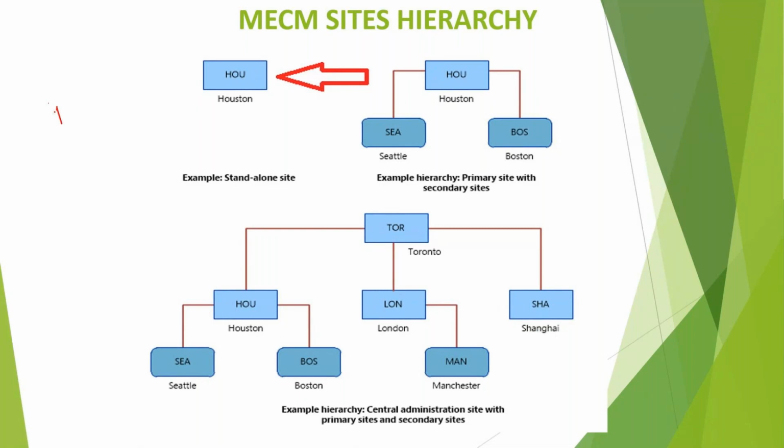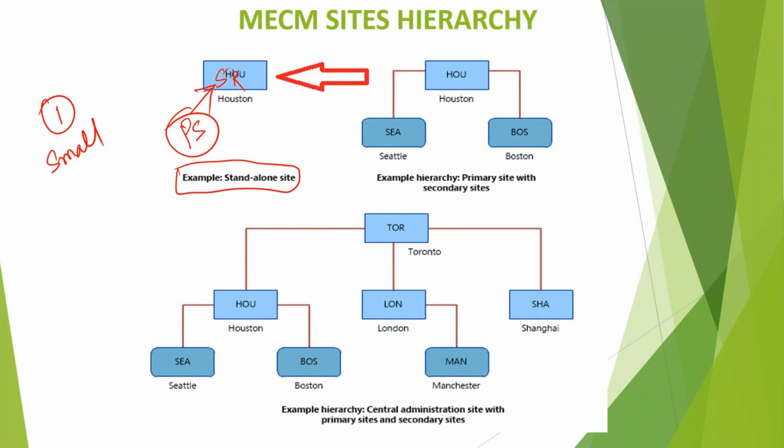Suppose you have a small organization wherein you have, let's say, 5,000 devices in Houston. Houston is a location in the United States, and suppose we set up an office there, and 5,000 devices are there. So who will manage those 5,000 devices? We will install one single primary site, and that will be managing 5,000 devices. This example is called a standalone primary site. Standalone. We don't have secondary, we don't have central.